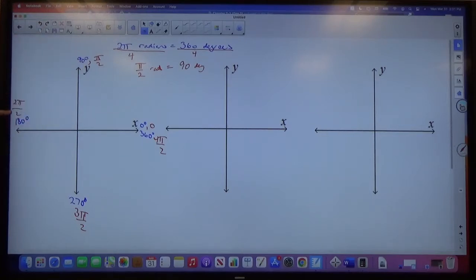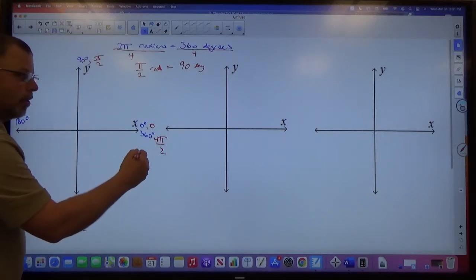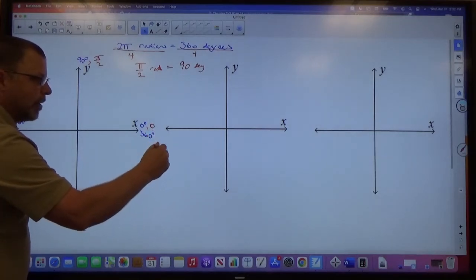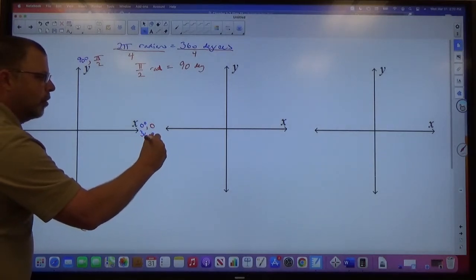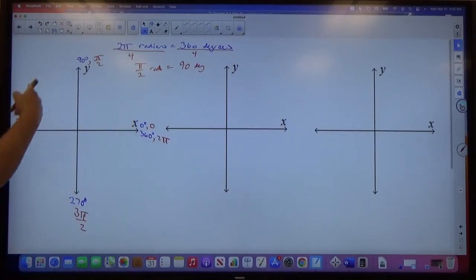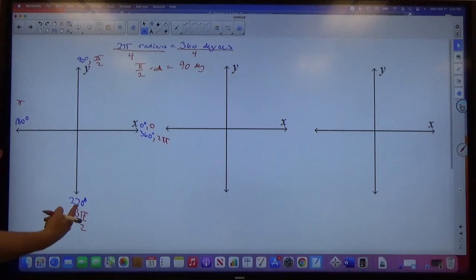Did you ever see 2 pi over 2 reduces to pi? Yeah. So 2 pi over 2 is just pi. 3 pi over 2 doesn't reduce. Pi over 2 doesn't reduce. 4 pi over 2 reduces to 2 pi, right? And you can see that 2 pi is exactly what it should be if it goes all the way around, right? So 2 pi is the same as 360. Pi over 2 is the same as 90. Pi is the same as 180. 3 pi over 2 is the same as 270. It's two different ways to measure angles, okay?